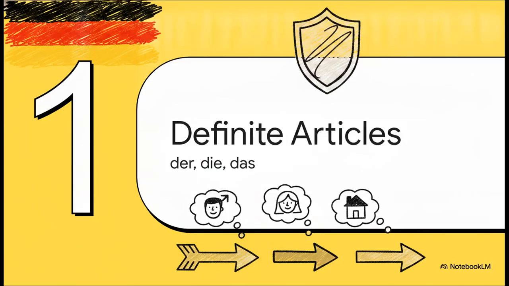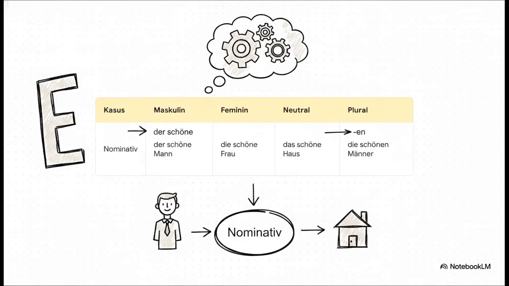All right, let's dive right into section 1, adjectives after definite articles, your der, die, and das. What's actually really cool here is how simple the baseline nominative case is. For masculine, we have der schöne Mann. Feminine is die schöne Frau. And neuter is das schöne Haus. Notice the pattern? We are literally just adding a simple E to the end of the adjective schön.